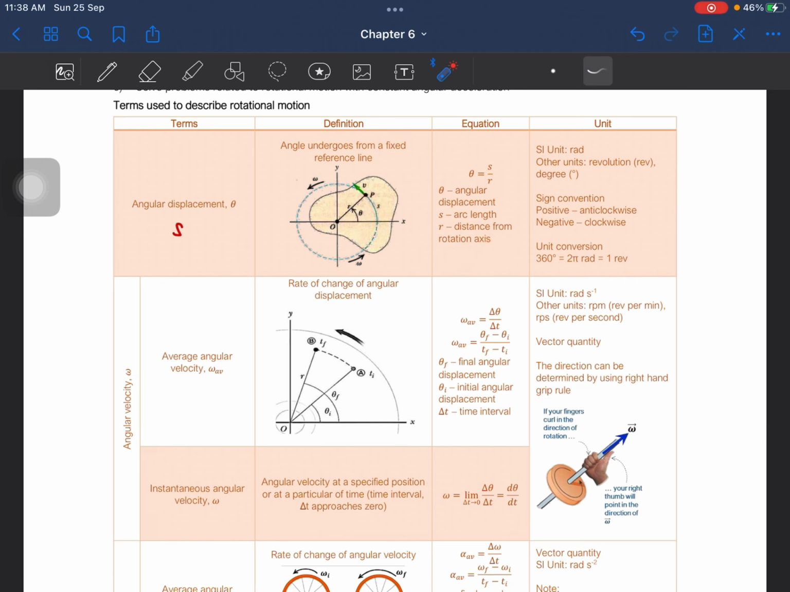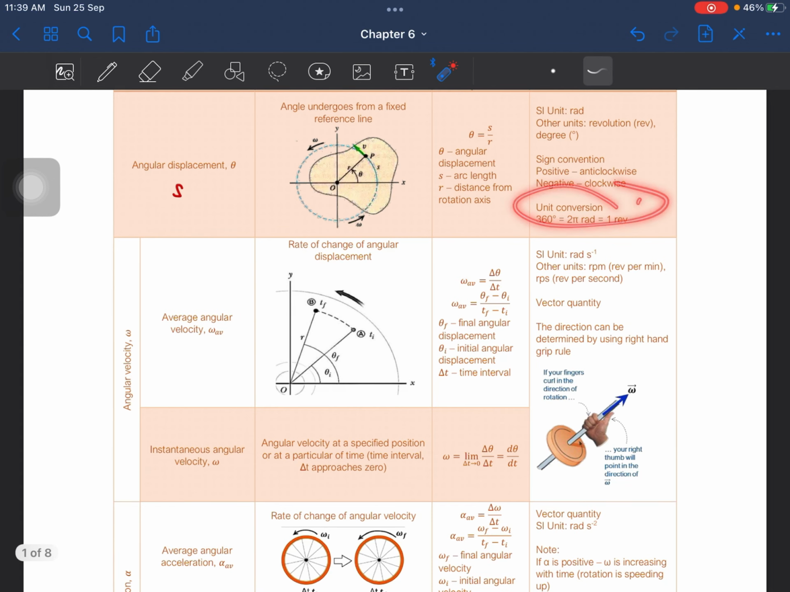The SI unit is radian, but it can also be revolution or degree. You just have to remember that you need to convert it into the SI unit first, then you can solve it. For example, R needs to be in the SI unit, S also needs to be in the SI unit. For sign convention, anti-clockwise motion would be positive, clockwise would be negative. Okay, so anything that is going like this is positive, anything that is going like this is negative. Okay, so that is just the unit conversion.